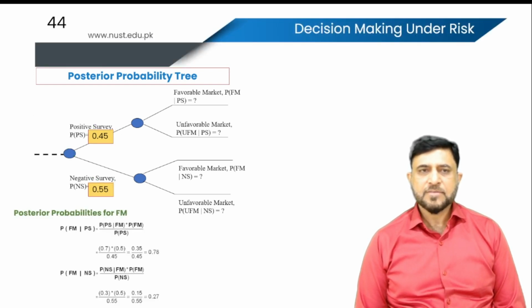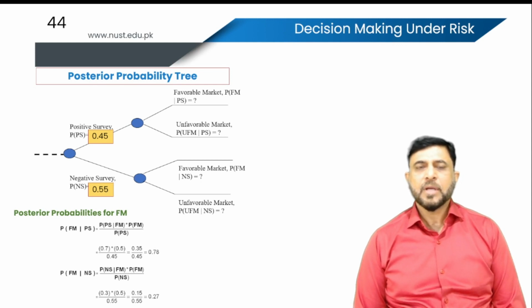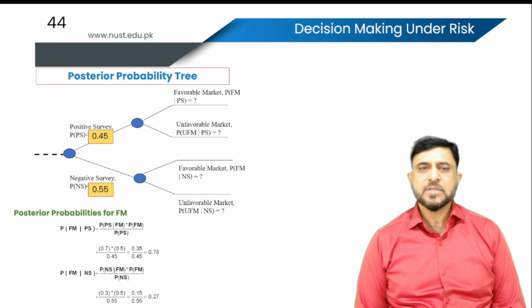Okay, next, we have to calculate the posterior probabilities, where we have to calculate the probability of a favorable market if a positive survey is there and the probability of a favorable market if a negative survey is there. It is calculated with the help of, again, Bayes theorem. You can see the formula, and we have just given the values which we know. We have now calculated positive survey 0.45 and negative survey 0.55. We can use those values in it.